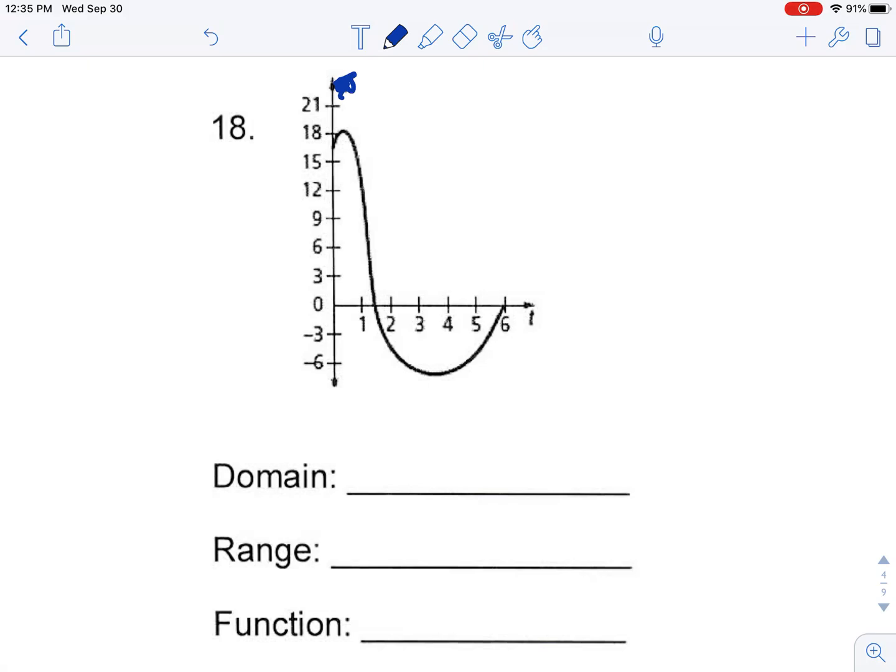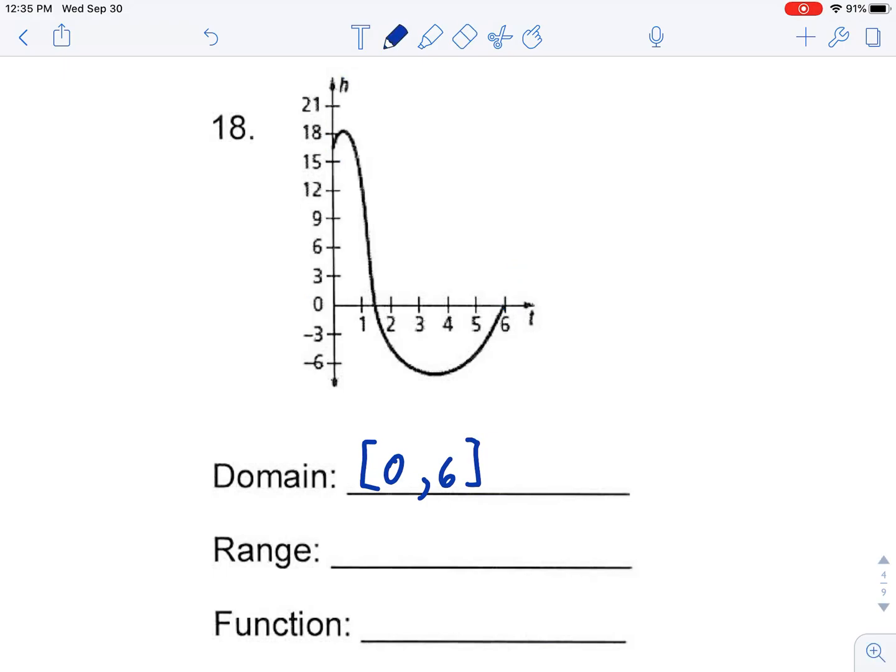Okay, domain. So left to right. How far to the left does this graph go? It looks like 0. How far to the right does this graph go? It looks like it stops at 6. It actually touches those 2 points. So it's bracket 0 to 6 bracket.